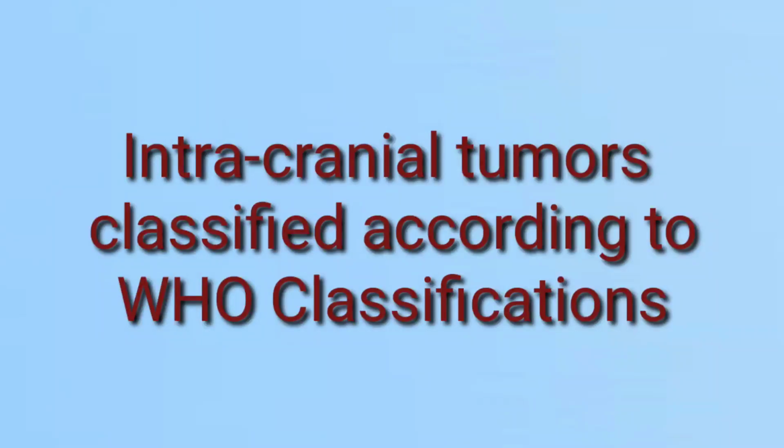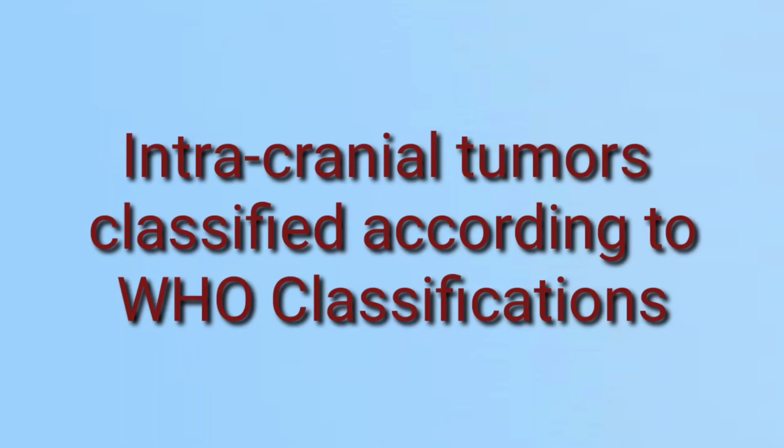According to the WHO classification, intracranial tumors are classified into different grades. If we take the example of astrocytoma, it is divided into grade 1, which would be benign, or pilocytic astrocytoma. Grade 2 would be diffuse astrocytoma. Grade 3 would be anaplastic astrocytoma, and grade 4 would be glioblastoma multiforme. In the video where I discuss astrocytoma, I'll explain each and every category of the WHO classification regarding the grade.